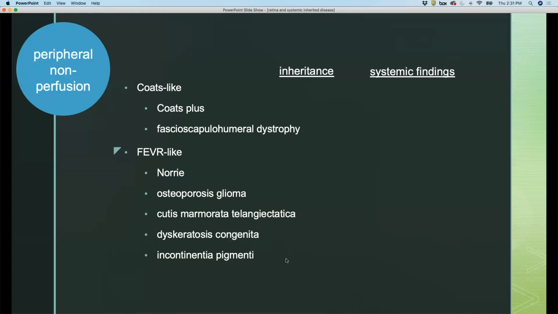What about the inheritance of incontinentia pigmenti? Is there something unique? Oh, is it X-linked? It is X-linked. Is it X-linked recessive in that it only happens to boys? Or is it X-linked dominant? Yes, very good. So it's X-linked dominant.